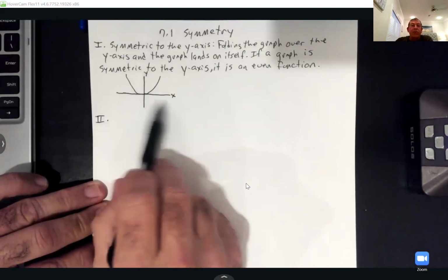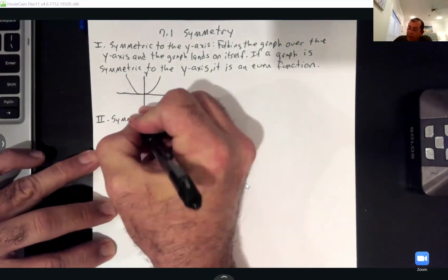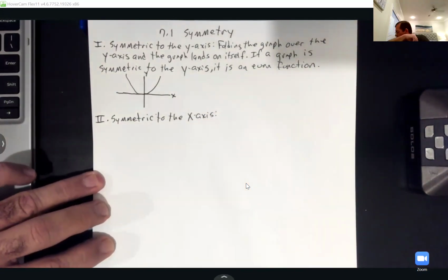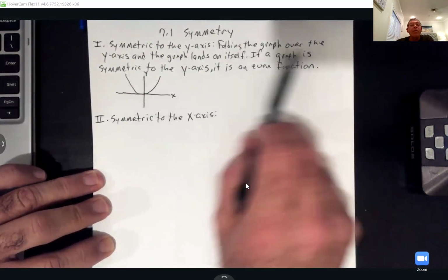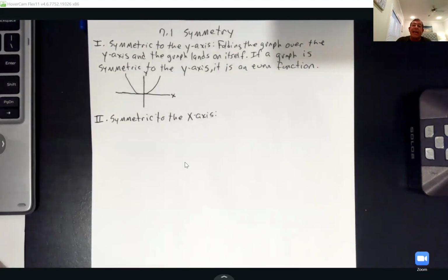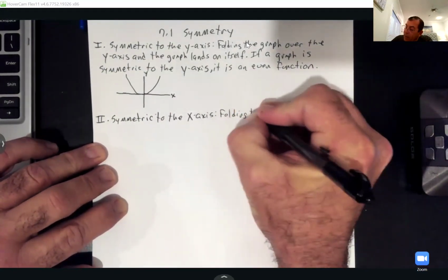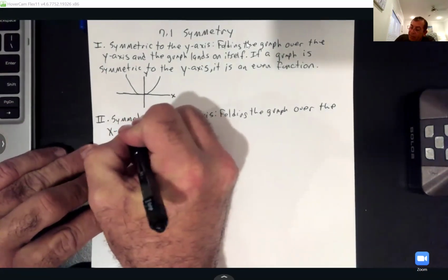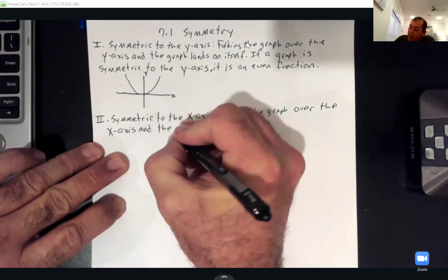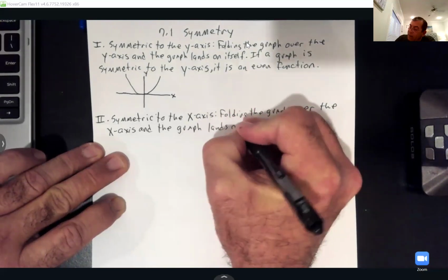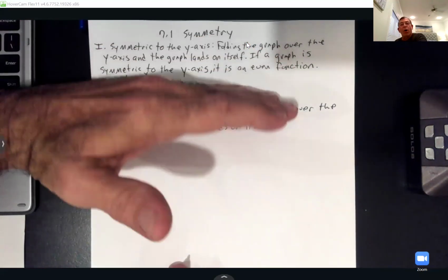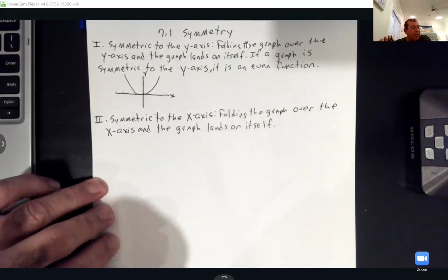So then the second one would be symmetric to the x-axis. And I check it the same way, but instead of folding the graph over the y-axis, we will fold the graph over the x-axis. So folding the graph over the x-axis, and the graph lands on itself. All righty. So we'll be taking them from the top and folding them over the x-axis, okay? If it lands on itself, then it is symmetric to the x-axis.